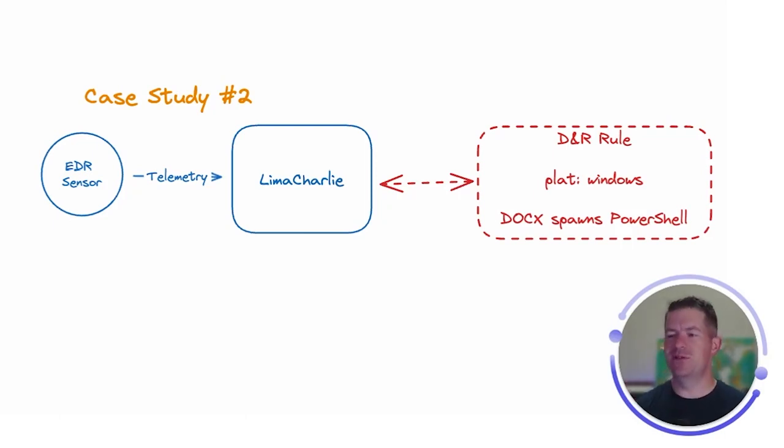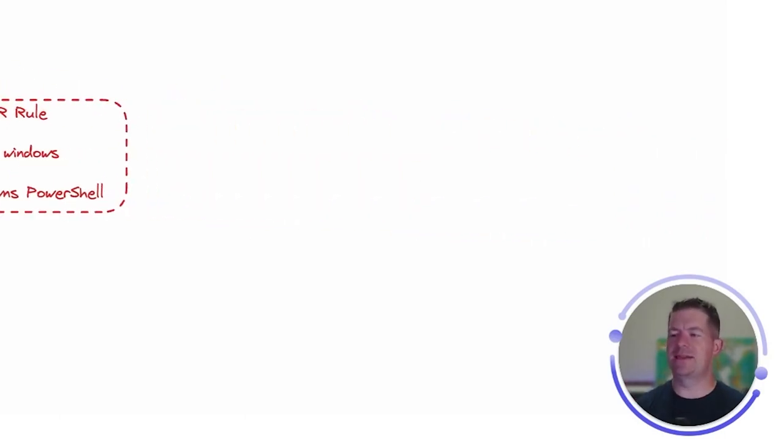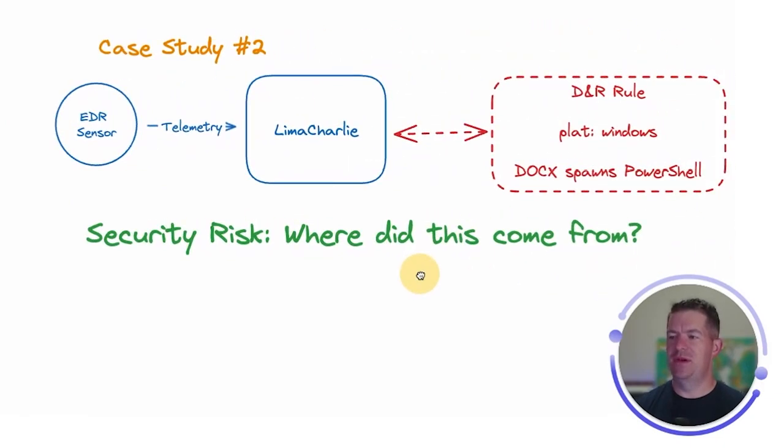However, there's an additional security question that we have to ask when something like this happens, such as, wait a second, docx's that contain commands to spawn PowerShell don't just pop out of thin air. Where did this thing come from? Where did this particular file come from? How did it land on this system?